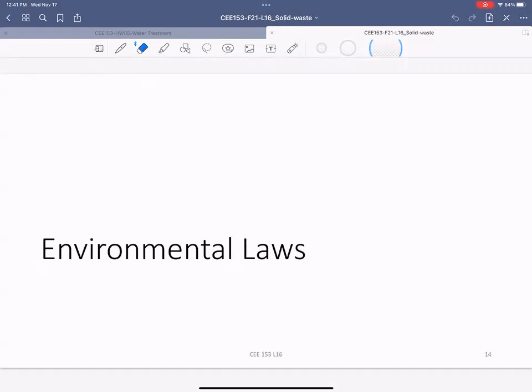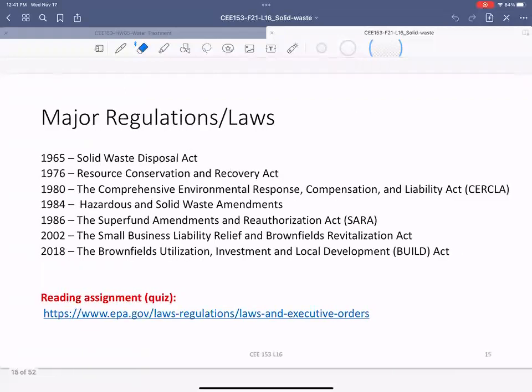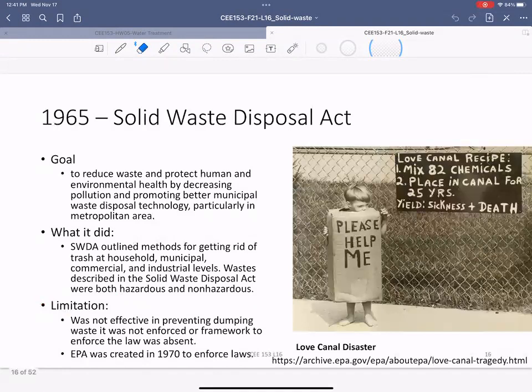Environmental laws enable that. They give a regulatory framework for the agencies to enforce laws that keep our environment clean. And these laws evolve over time. It started with the 1965 Solid Waste Disposal Act, and the last law was in 2018. I'll go over some of those laws and what they mean. These are a couple of quiz questions, so I'll tell you which are the important quiz questions.